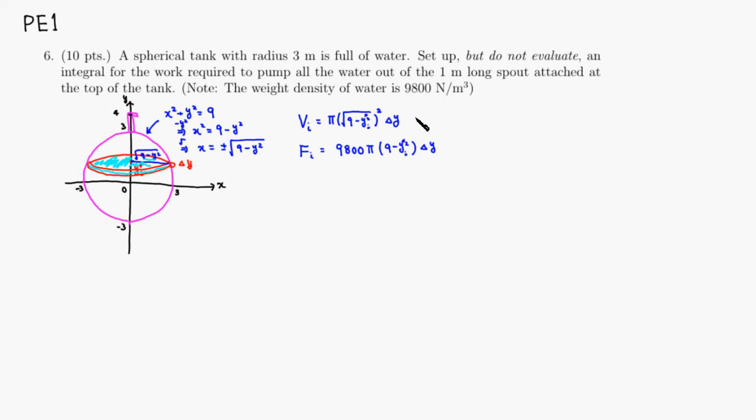Then we want to find the piece of work required to lift just one piece up to 4. If you want work, all you have to do is take the force, 9800 pi times 9 minus yi star squared delta y, times the distance it needs to travel. That's the distance between yi star and 4, so it's 4 minus yi star.